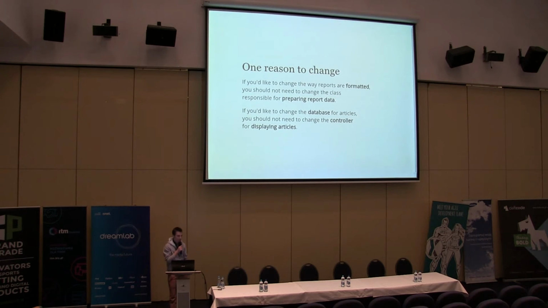Uncle Bob defines responsibility as a reason to change. So a class should have no more than one reason to change. If you'd like to change the way reports are formatted, you should not need to change the class responsible for preparing report data. If you'd like to change the database for articles, you should not need to change the controller, because the controller is not responsible for the database.